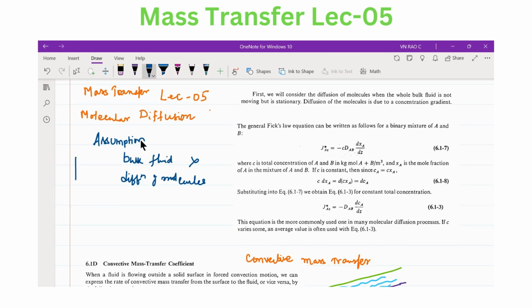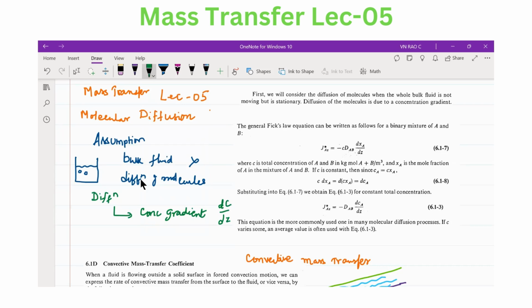That means we have a small cup and the whole is stationary. This is all stationary. Only the diffusion is by molecules. So then, what is the underlying principle? What is happening here is that diffusion of the molecules is due to concentration gradient. So how do I express concentration gradient? It is generally dC by dz or dx by dz.